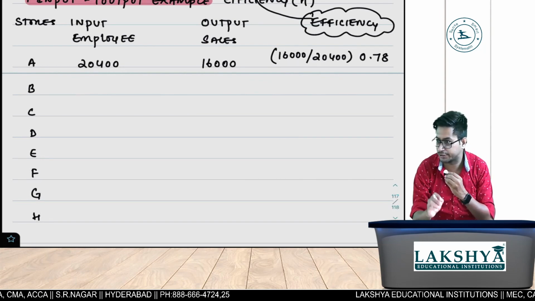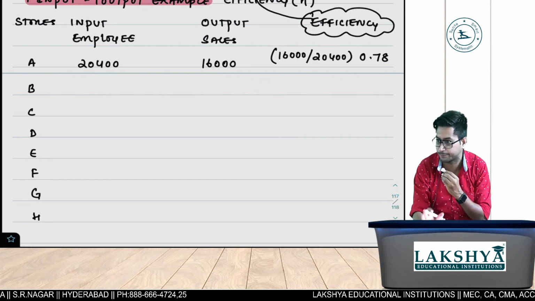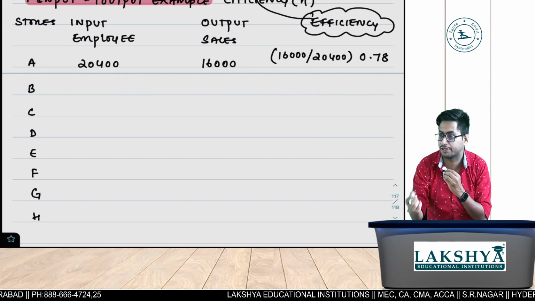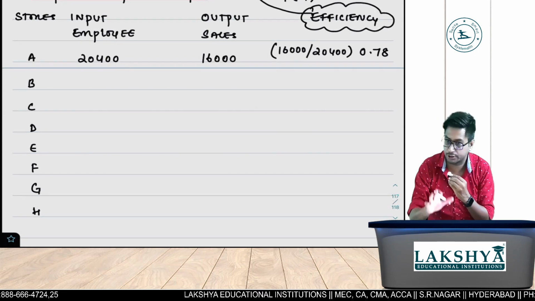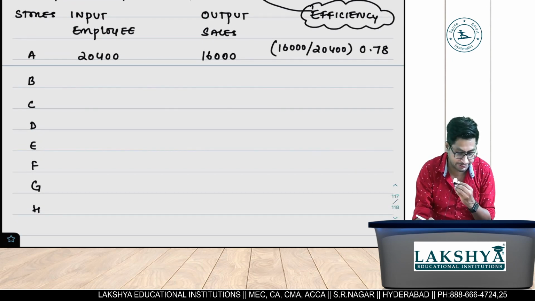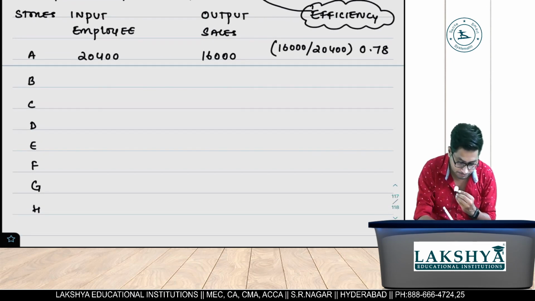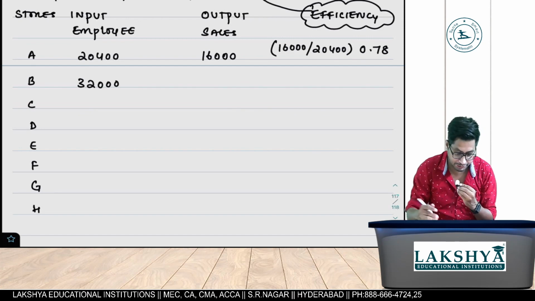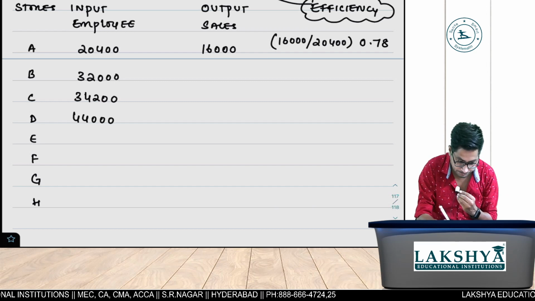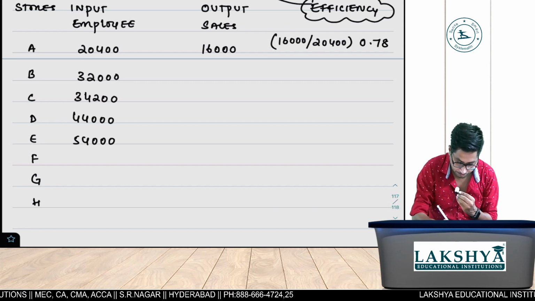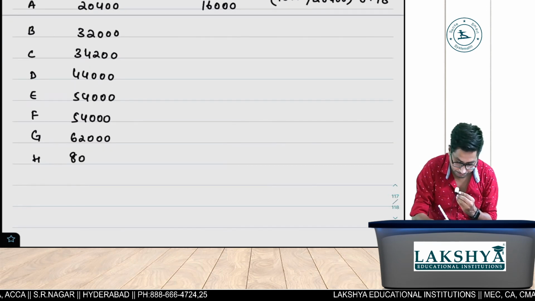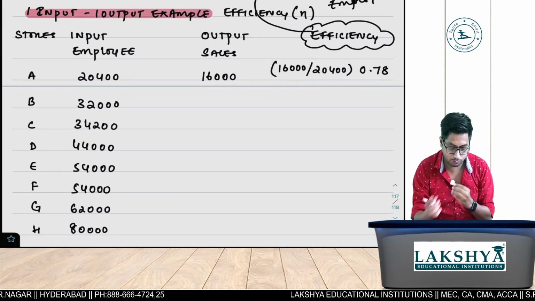You have to be very careful in this. If you are able to understand one output, one input ka example, rest all other examples are exactly the same. Only thing is that we have to take multiple inputs and multiple outputs. If you are unable to understand this, next two you won't be able to understand. So listen very carefully. Second department ka kitna hai? Store ka 32,000, 34,200, 44,000, 54,000, 54,000, 62,000, 80,000. Okay.